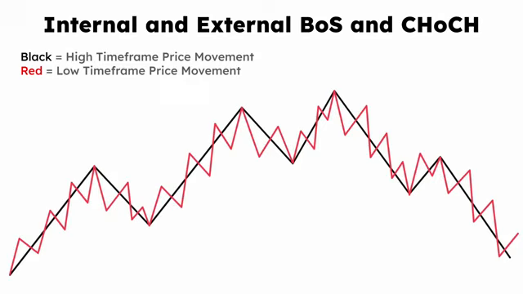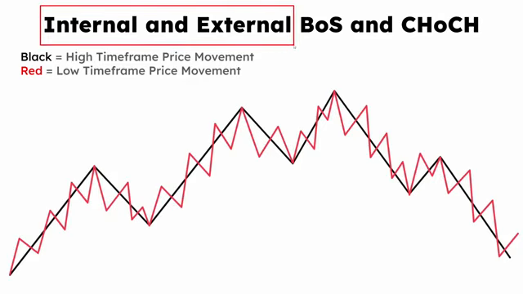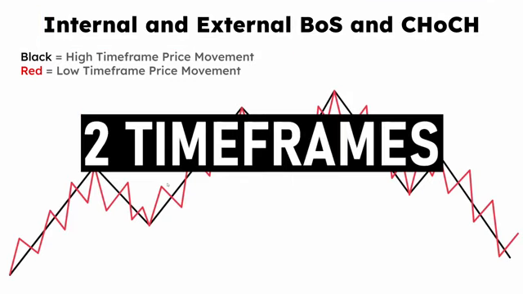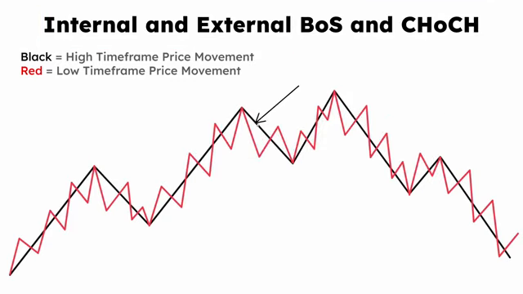So now let's dive a little bit deeper and take a look at something called internal and external break of structure and change of character. And here on the screen we have two different time frames. The black line right here is the high time frame. So it could, for example, be a daily chart, or in other words, every candlestick represents one day, while the red line right here is the low time frame. So this might, for example, be a 1 hour chart.